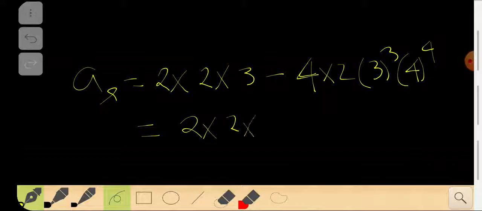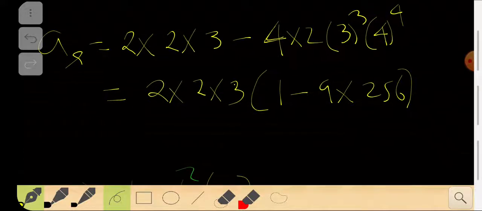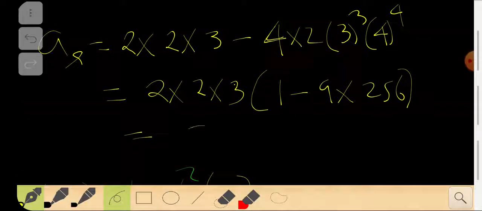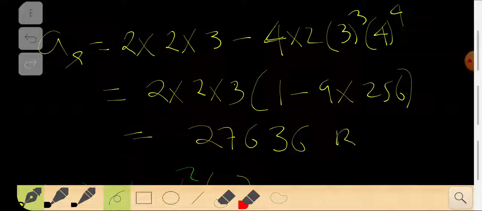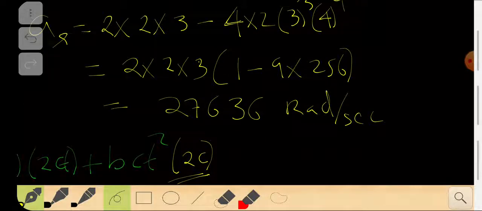Okay, 2 times 2 times 3 and 1 minus 9 times 256. It's just numericals, so I hope you are capable enough to do this. So it's just 276 36 radians per second. Okay, that's the value that you get. So it's a number and it is huge. Okay, what does this number tell us? That's the question.